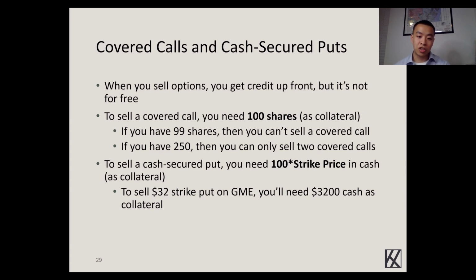In order to sell a cash secured put, you need cash, because that's what makes the put cash secured. So how much cash do you need? You need 100 times the strike price of that put in cash as collateral. So in order to sell a $32 strike put on GameStop, you'll need $3,200 in cash as collateral. Yes, you get that credit up front and you can do whatever you want with that money, but your 100 shares or your $3,200 in cash is being held as collateral that you can't really touch.